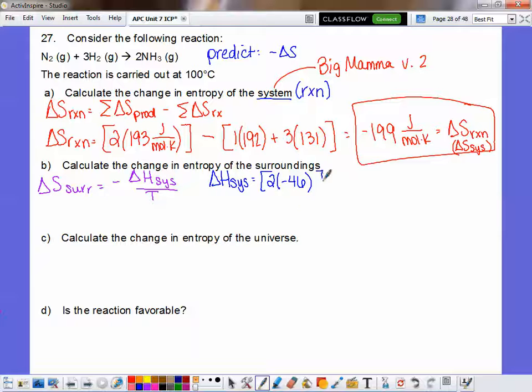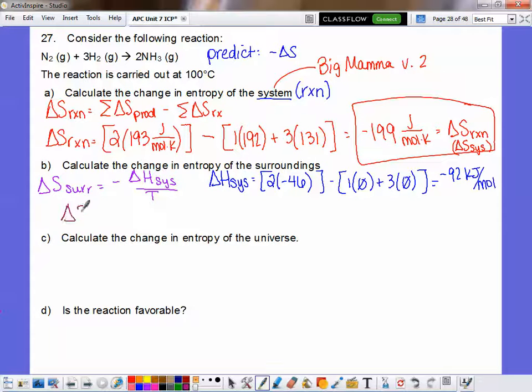NH3 is negative 46, and this is all kilojoules per mole, minus 1. N2 and H2, what are their delta H values? 0. Good. Even though I'm writing this, even though we don't need it. So it's really just 2 times negative 46 minus 0. So 2 times negative 46 is negative 92. And again, these are kilojoules per mole, not joules per mole. And that's our delta H of system.